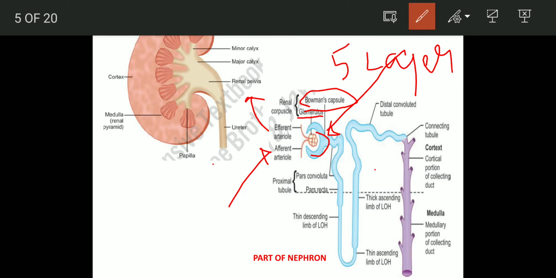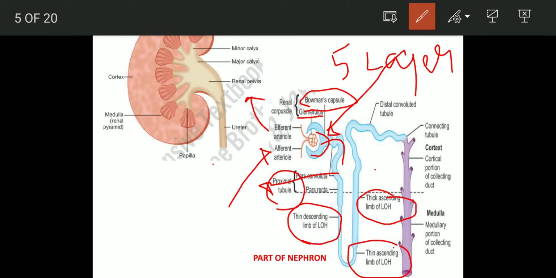Once it goes here, the electrolytes will start reabsorption of glucose, reabsorption of sodium. Here it will try to pull back into the blood. Here you have the proximal tubule. I'll be discussing this part. You have the proximal tubule, the thin descending limb of the loop of Henle, then the thin ascending limb of the loop of Henle, then the thick ascending limb of the loop of Henle, then the distal convoluted tubule, and then comes your cortical duct. This one is your cortical duct.